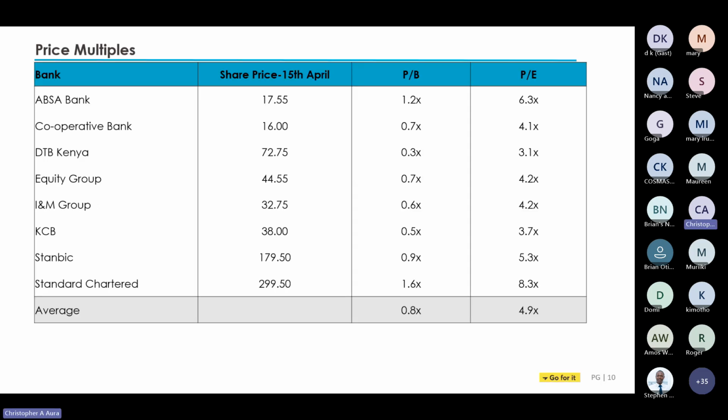Let's move to another. These numbers are just for valuation. So we have price to book and price to earnings. Price to book is just showing you the comparison of the current market share price against the book value. Book value, these are just the net assets. So far, Absa Bank and Standard Chartered are trading slightly above their net book value, while the other banks, Cooperative, KCB, and Equity, all of them are below their value.